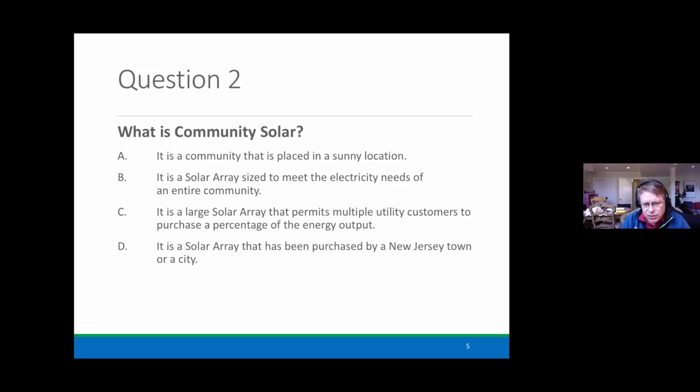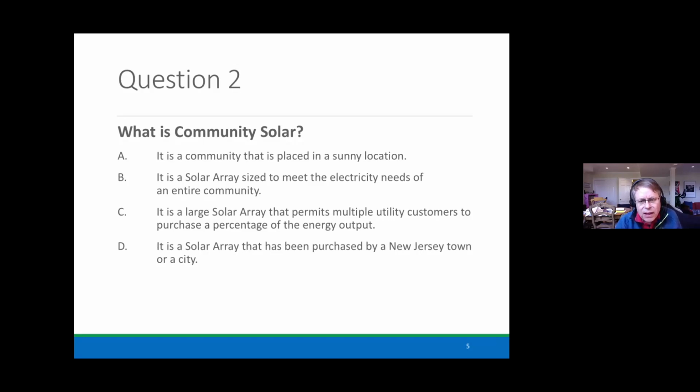So individual customers can purchase a share of the output of this large array system and then have that credited back against their bill. And we'll walk through the mechanics of that. And it is a solar array that has been purchased by a New Jersey town or a city. That's a growing possibility as the regulations change. But really the answer that fits most closely with what's happening in New Jersey is the third answer, answer C, large solar array that permits multiple utility customers to purchase a percentage of the energy output, right?